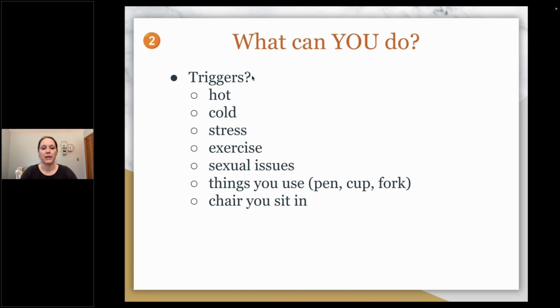If you're using something, a pen, a cup, a fork, if you're sitting in a chair... this is just a small list, but what are your triggers? Is there anything? Maybe it's a UTI or a cold or a flu. Is there anything that makes your symptoms worse? If so, that is directly something that you can focus on improving.